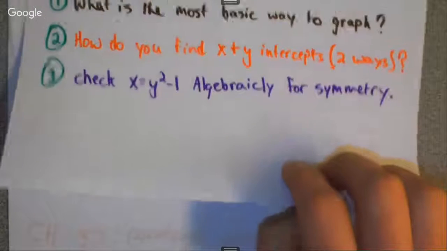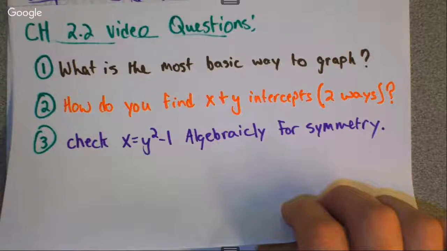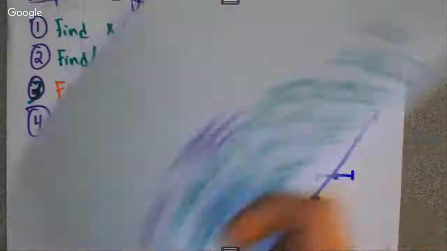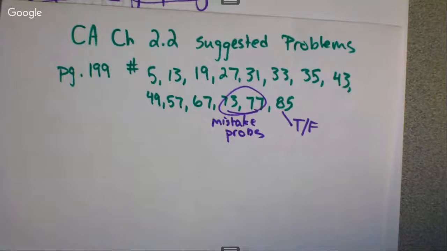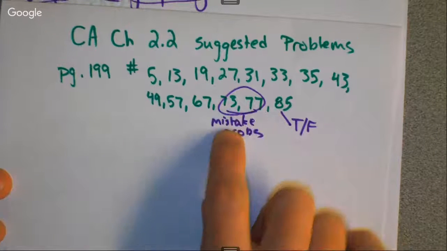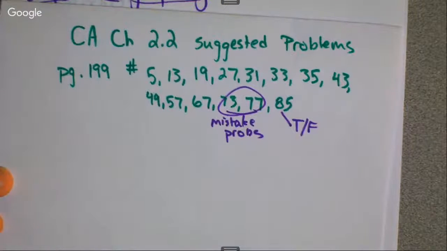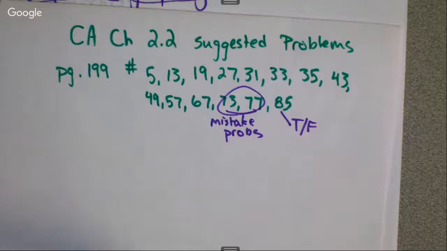Again, there are your video questions. Please make sure you're getting those done before class and not during class. And then there are your suggested problems. You could probably go ahead and get started. 73 and 77 are mistake problems. The editors have worked out some problems and made mistakes, and they want you to catch them or find out where they are. And I've thrown in a true-false question that may or may not end up on a quiz or a test.